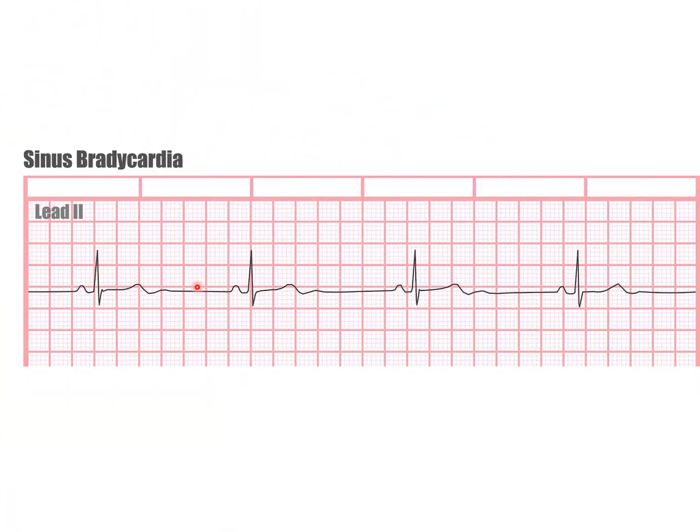And in this sample, in between the successive R waves you have around 5, 10, 15, 20, 25, 30, around 35 small squares. So the heart rate in this sample will be 1500 divided by 35, around 43. This is a case of bradycardia.